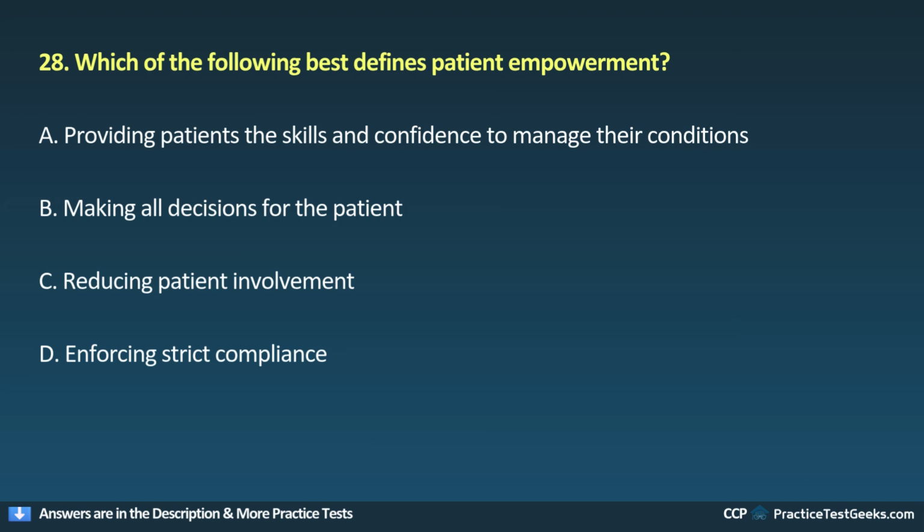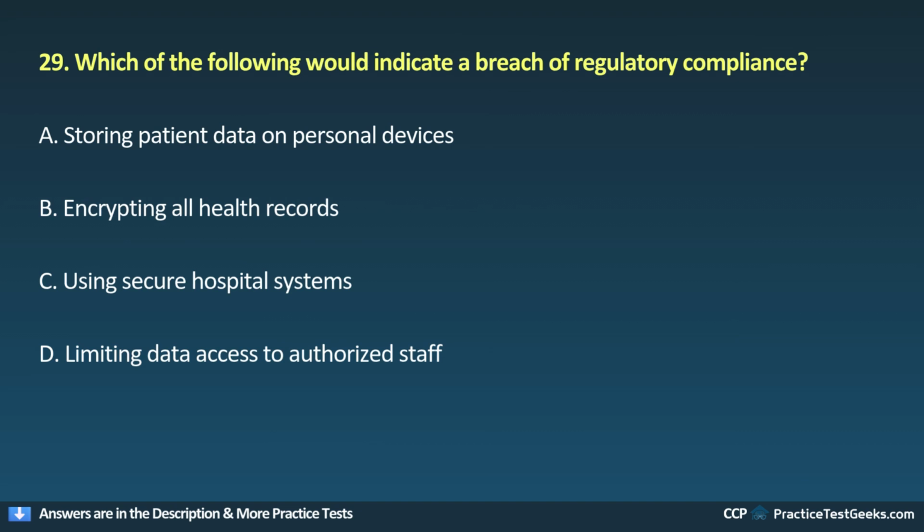28. Which of the following best defines patient empowerment? A. Providing patients the skills and confidence to manage their conditions. B. Making all decisions for the patient. C. Reducing patient involvement. D. Enforcing strict compliance.